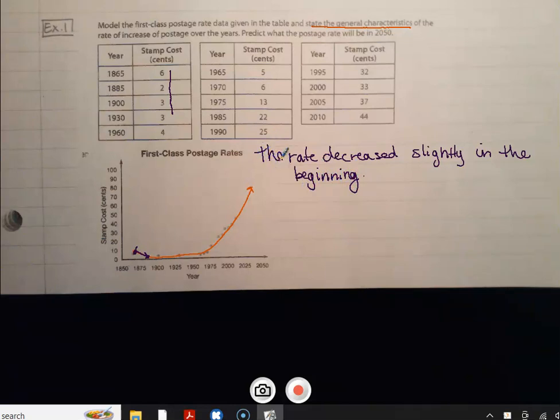All right, so how about the next section of the graph? So like, what do you notice is happening from here to like here? What about the rate? It stayed pretty steady, right? And that's like from 1875 to like 1975. So then we could say the rate stayed steady for about 100 years.